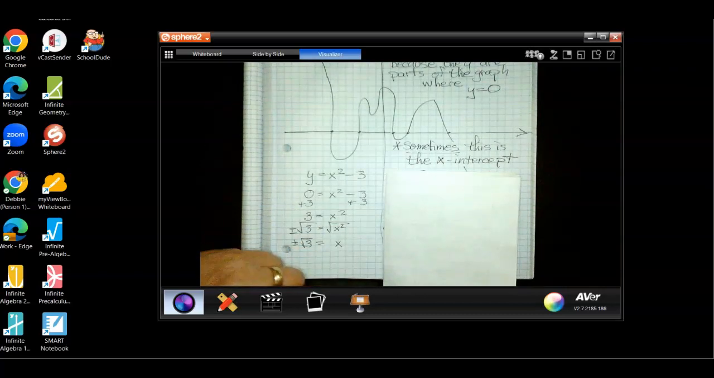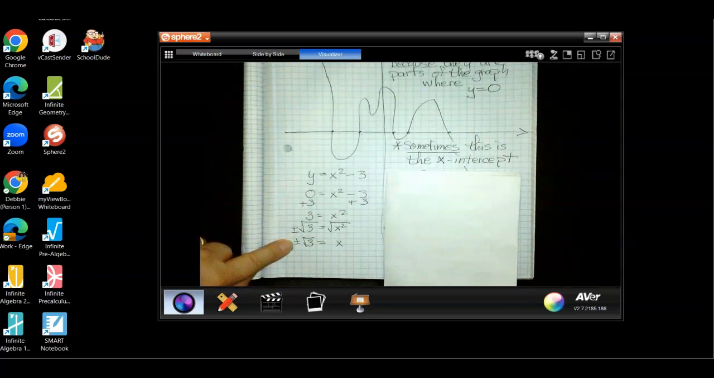And of course, you haven't learned this yet, but you will. I'm not solving for x squared. I'm solving for single x. So that means I have to take the square root of both sides. Okay? And so here's my final answer: plus and minus the square root of 3.